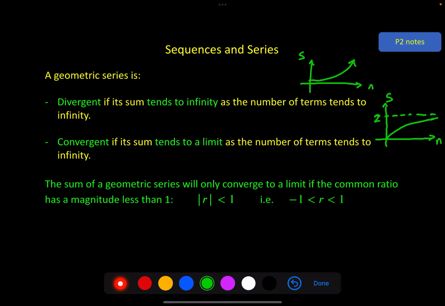And the key element that decides between these two is the common ratio. So if your common ratio is more than 1, or less than minus 1, if the magnitude is more than 1, then as the power of that ratio gets bigger, the number keeps getting bigger. But if the common ratio is less than 1, then you've got a fraction, and as you increase the power on a fraction, the answer gets smaller and smaller and smaller, and eventually it gets so small you don't need to worry about it.